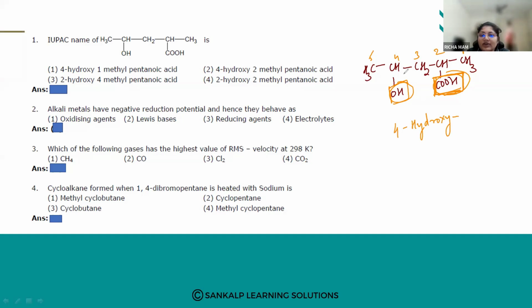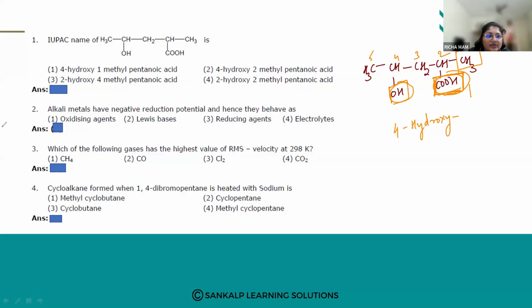4-hydroxy, then you have 1-methyl. Okay, here, 1, 2. So 4-hydroxy, 1-methyl. Okay, and what? Pentanoic acid and pentanoic acid.